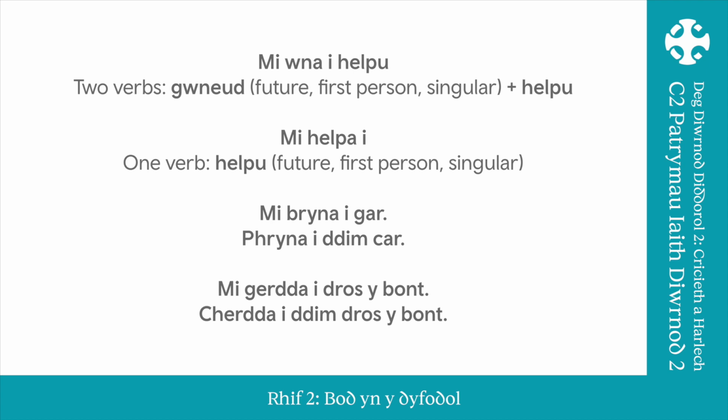Do you remember the negative past tense, ches i ddim brecwast? In the same way, in the future tense, there is an aspirate mutation on negative verbs. Mi bryna i gar. Phryna i ddim car. Mi gerdda i dros y bont. Cherdda i ddim dros y bont.